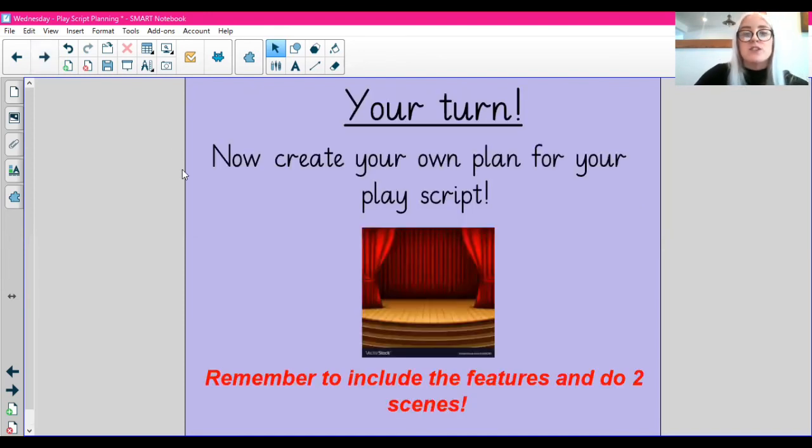So now it's your turn to create your own plan for your play script. Remember to include the features and to do 2 scenes. Good luck with planning. Remember to try and include as much detail as you can, as that will of course help you tomorrow when we come to write our play script fully, the final version in neat. So have a go, and I will see you tomorrow when we write our play script.